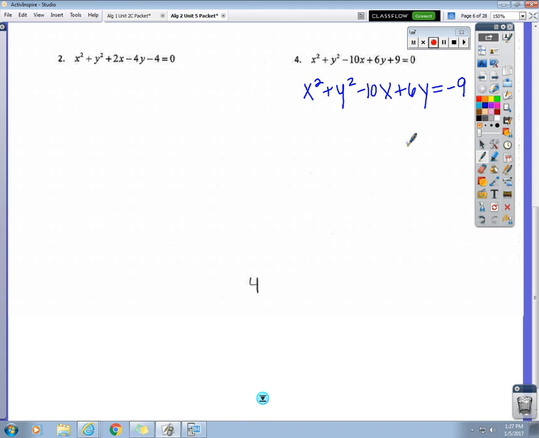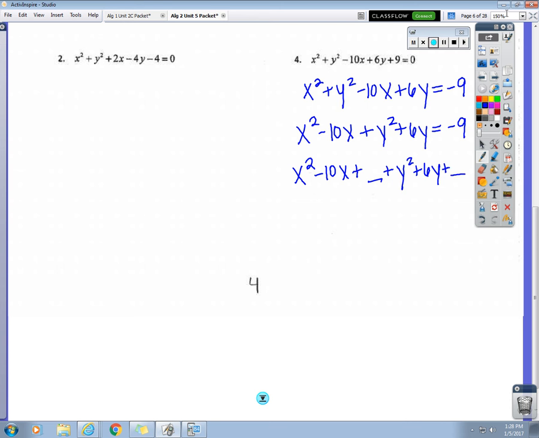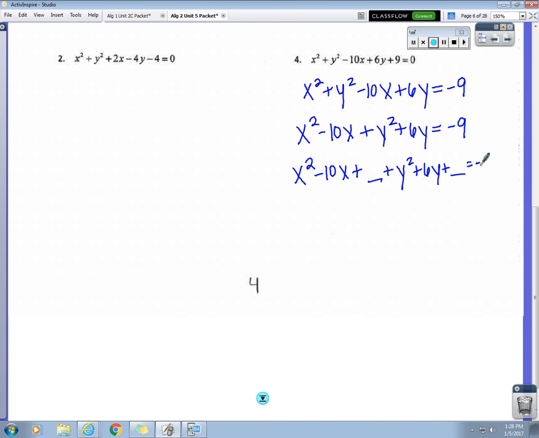Now step 2 is group the x's and group the y's. So I'm going to put those x terms together, and I'm going to put the y terms together. What's step 3? Make the blanks for each one. So x squared minus 10x plus blank plus y squared plus 6y plus blank. And then since I added 2 blanks on the left, I have to add 2 on the right, and I'm just going to have to do it like this because I've run out of room.